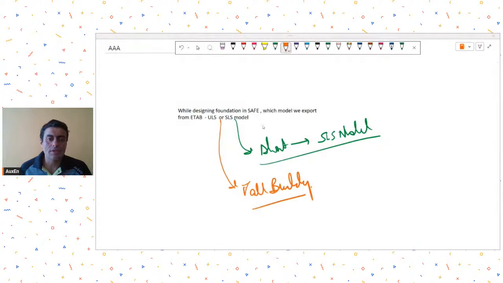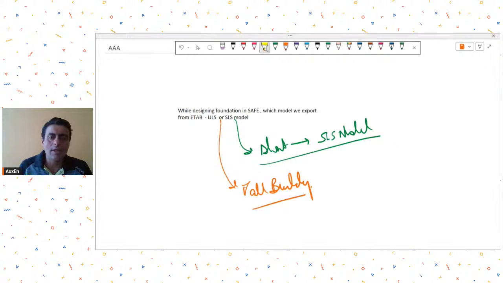So this first query we are taking is by Engineer Shraddhesh. He is a postgraduate student from Nashik. He is asking, while designing the foundations in SAFE, which model from ETABS should we take? The ULS model or the SLS model? So the short answer is you take the SLS model and then check for the bearing pressure, etc.